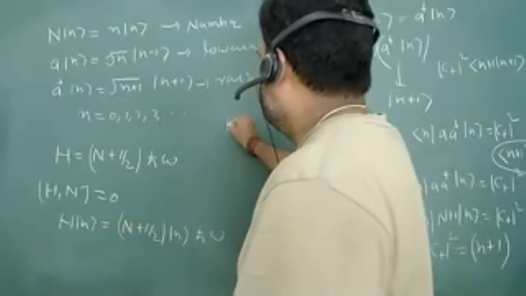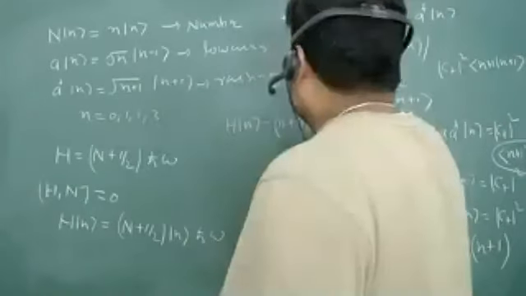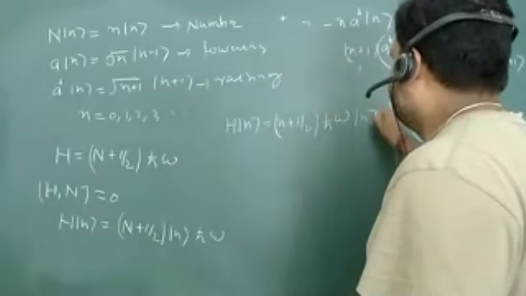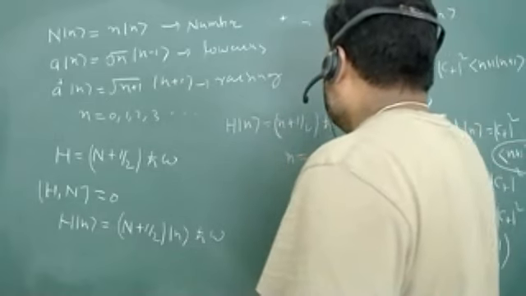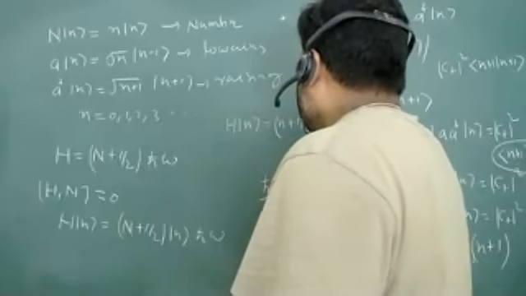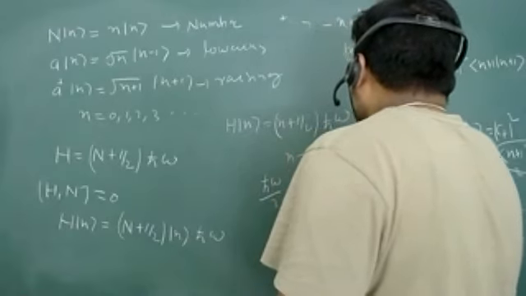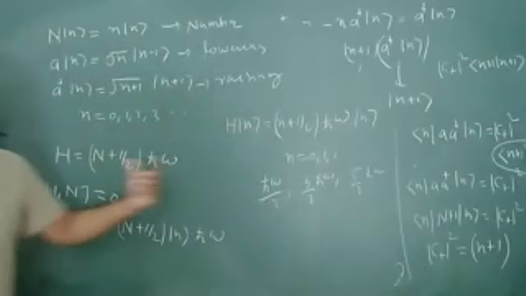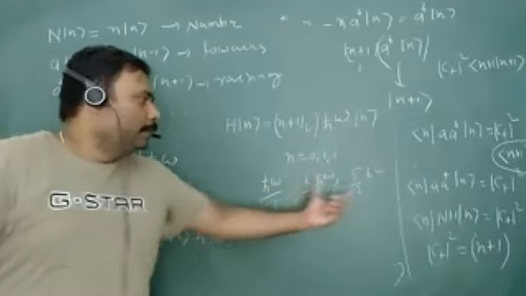So what you will get, H will operate on n, you will get n plus half h cut omega with n ket. And what is the eigenvalue? The eigenvalue, where n is equal to 0, 1, 2, 3, is h cut omega by 2, 3 by 2 h cut omega, 5 by 2 h cut omega, and so on. And this is the exact match for the harmonic oscillator at the microscopic level.